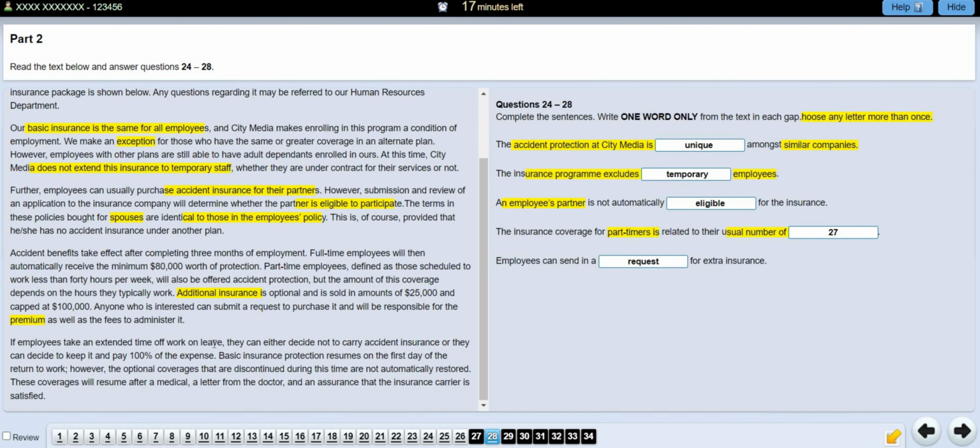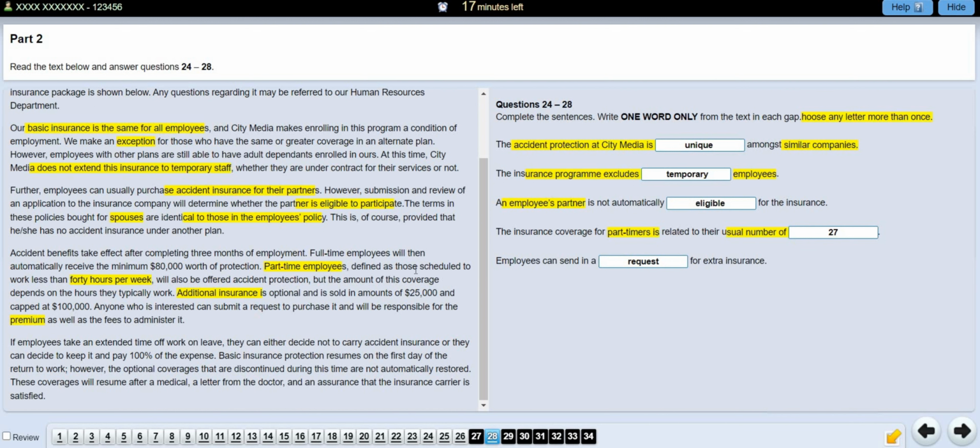The insurance coverage for part-timers is related to their usual number of hours. Additional benefits take effect after completing 3 months of employment. Full-time employment will then automatically receive the minimum of this amount. Part-time employees are defined as those who are scheduled to work less than 40 hours per week.